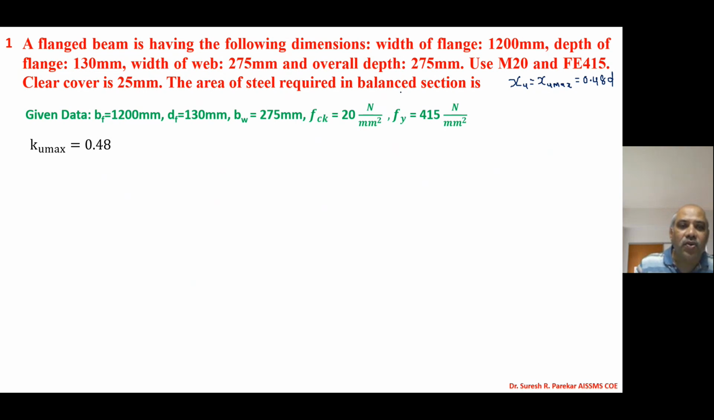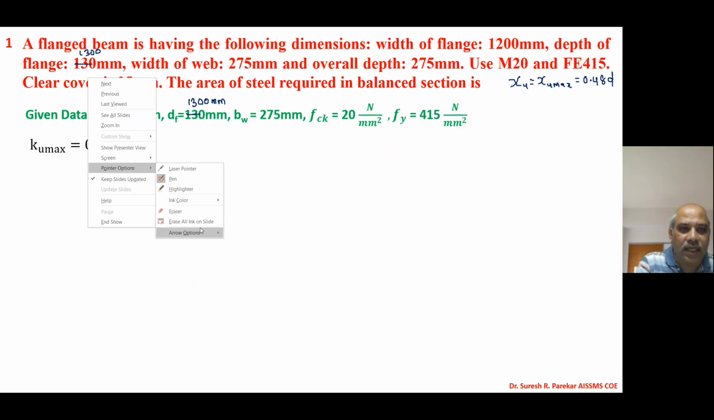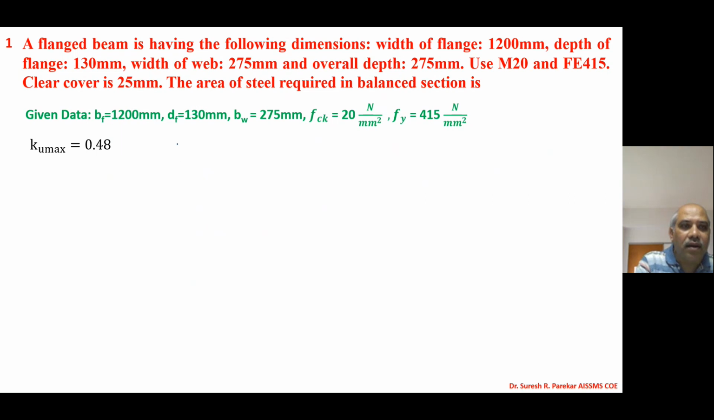So you can see this. DF actually we have not 130, so we have this as 1300 millimeters. Sorry, this is DF, depth of flange, not width of flange. Width of flange is 1200. Then we have DF 130, that is the depth of slab. BW 275, D 415. Now KU max 0.48.